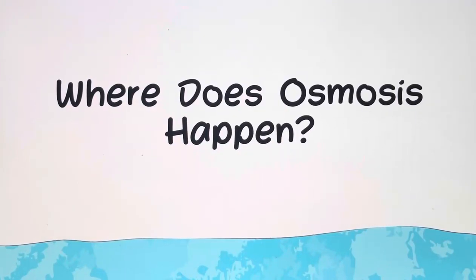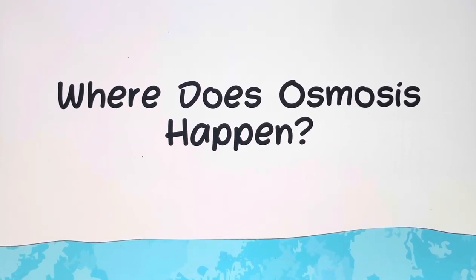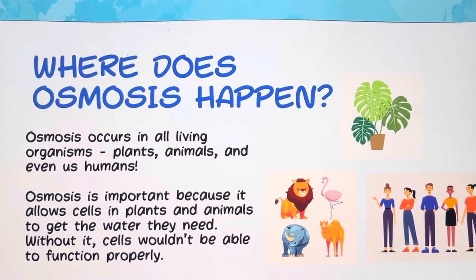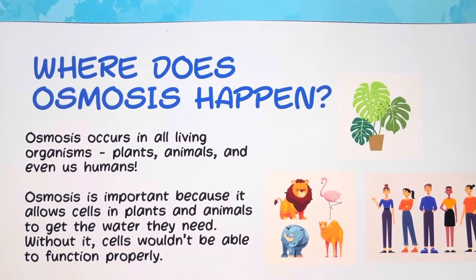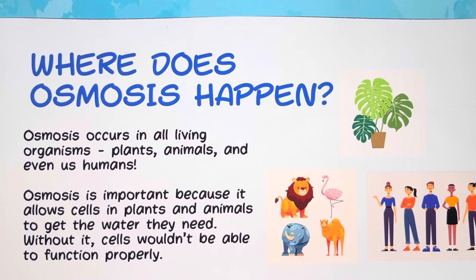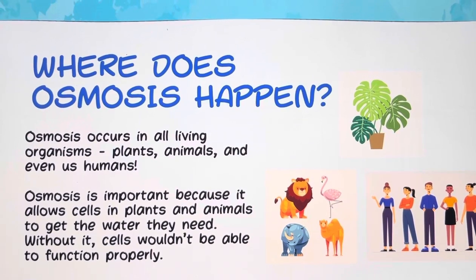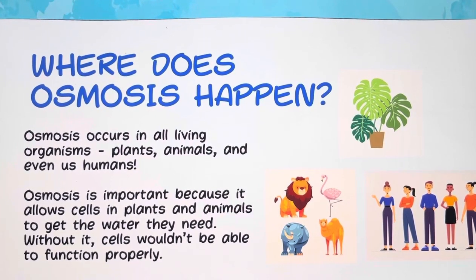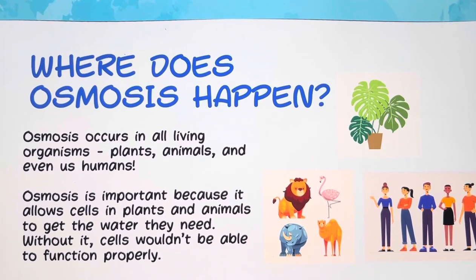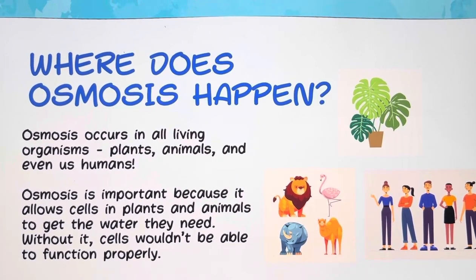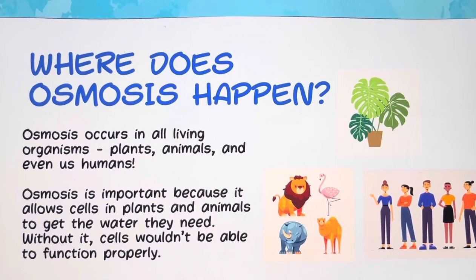And you might ask, where does osmosis happen? Osmosis happens in almost all living organisms: plants, animals, and even us humans. We're animals. And osmosis is important because it allows cells in plants and animals to get the water they need. Without it, cells won't be able to function properly.